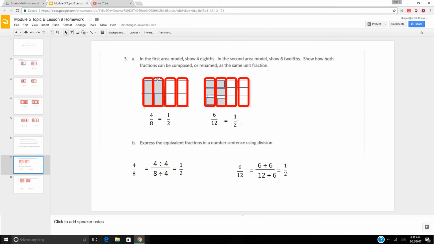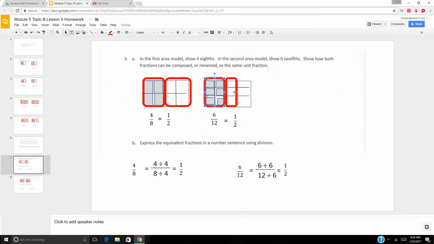Actually, I think I did this wrong. So actually, this needs to be like this, right? And this needs to be like this, because then I am dividing it by 4. Doesn't that make more sense now? So that's actually what this says. So 4 divided by groups of 4, or composed. 4 divided by 4 is 1. 8 divided by 4 is 2. So that's actually 1/2. So I think I have to change this one as well. See, this is good. This is good learning.